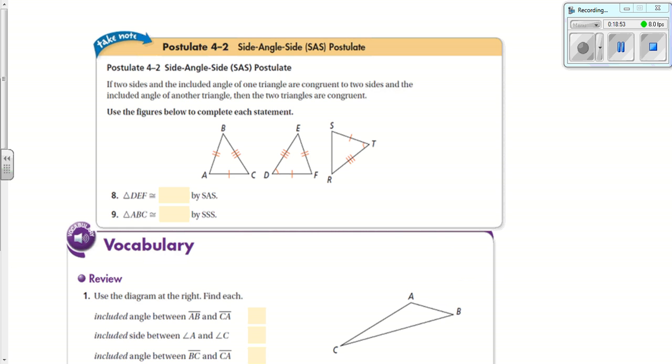Let's take a look at our next postulate. All right, this one is called the side angle side postulate. Now, side angle side, we're going to need a side, an angle, and another side. So if 2 sides and the included angle of one triangle are congruent to the 2 sides and included angle of another triangle, then they are congruent. Keep in mind here, included. So the angle is sandwiched between the 2 sides. Smushed in the middle.